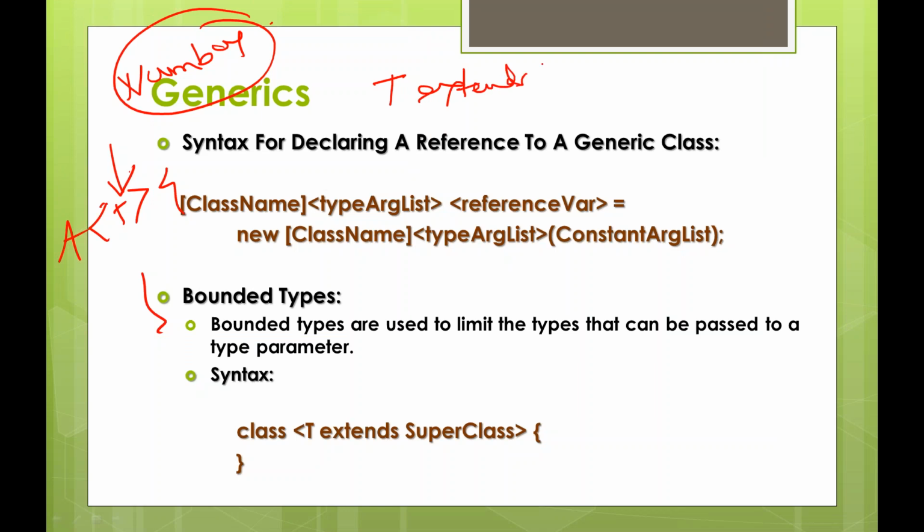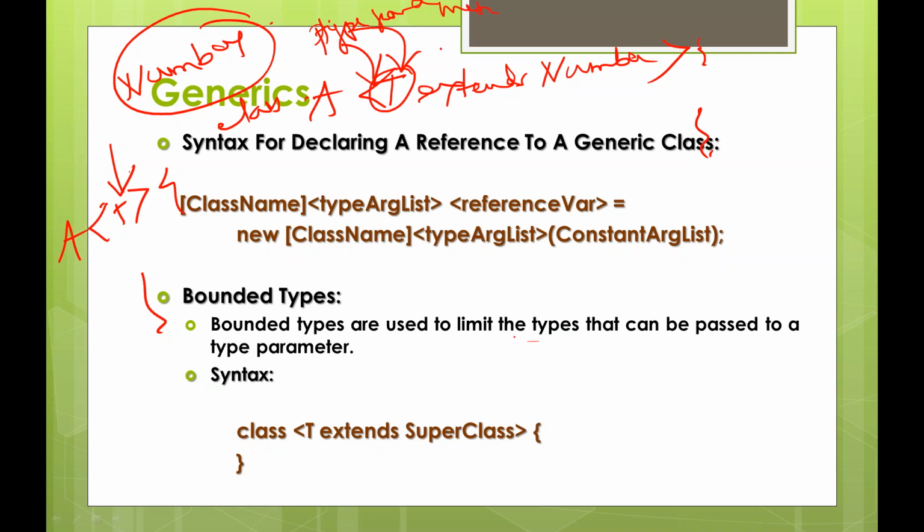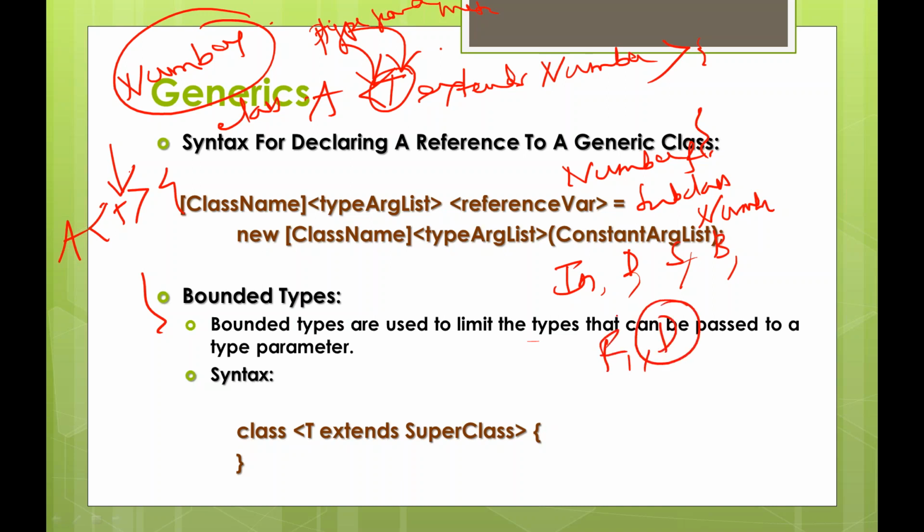So how can you do that? Just by doing T extends Number, class A. So now, what are the types that you can pass to this particular type parameter? Any type that is Number and subclasses of Number. Not only Integer and Float, it is anything you can pass. You have Integer, Double, Short, Byte, Float. All these things you can pass.